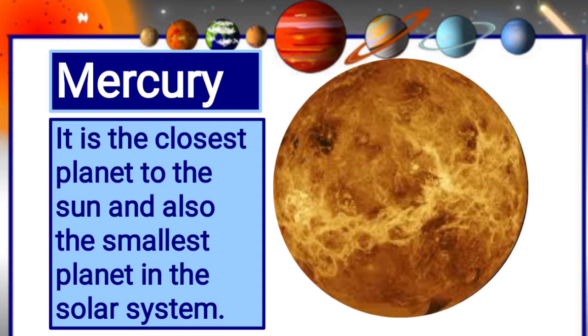And 88 days on Mercury makes a year, as it takes Mercury 88 days to orbit around the sun, means to revolve around the sun, and hence Mercury has the shortest year among all the other planets, and it can be seen with the naked eye, and no seasons exist on Mercury's surface.